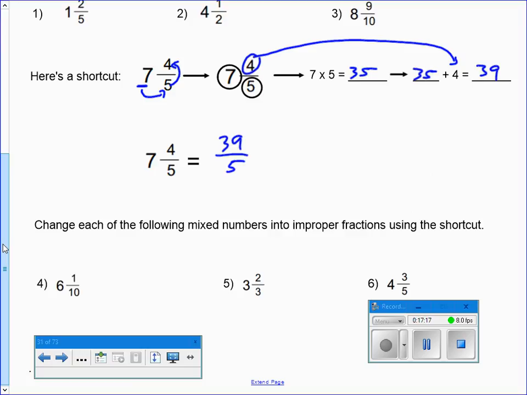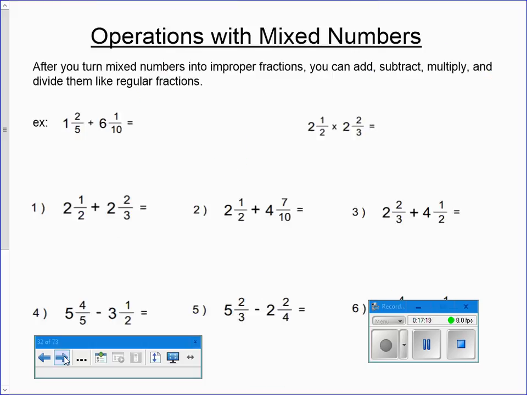So last thing we're going to do is just go through our operations with mixed numbers. Anytime we're working with mixed numbers, first thing we're going to do is turn them into improper fractions, and then everything we do from there is going to be just like we did with fractions. So same way we add and subtract fractions, same way we multiply and divide fractions. But our first step, if it's mixed numbers, is to turn them into fractions.